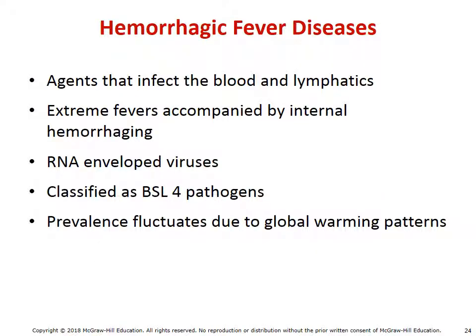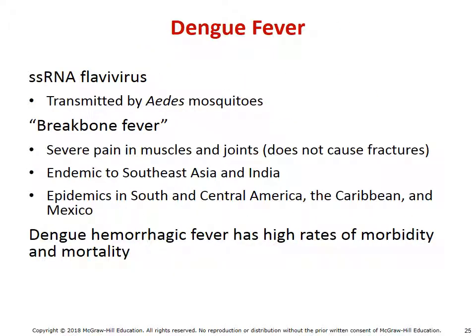So let's move on now to hemorrhagic fever diseases. As the name suggests, they're going to cause hemorrhaging and fever. These are all viral, and actually some of the worst stuff in existence. These are all BSL-4 pathogens. Ultimately, again, these things would usually be geographically isolated, but due to the change in global warming patterns, we're seeing this starting to spread. So let's move on to dengue.